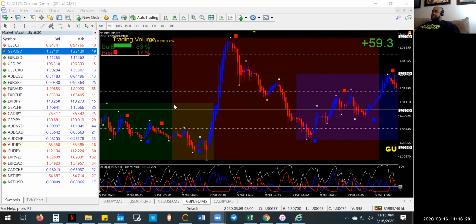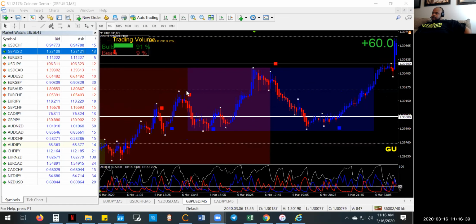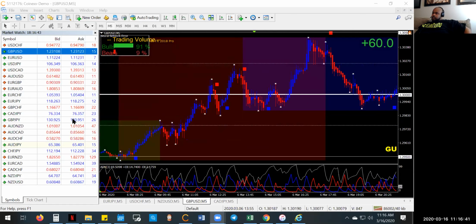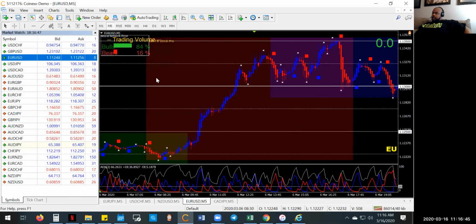And you know it's a hesitation zone because of how it pauses and the candles start looking weird and reversal-like. Let's see if EU gives a hesitation zone.